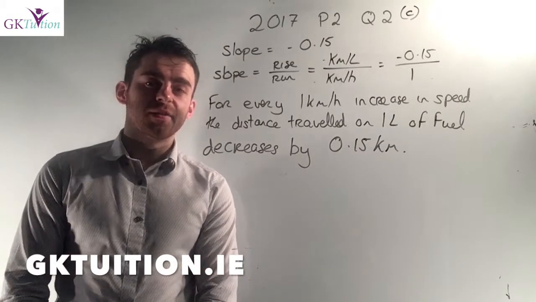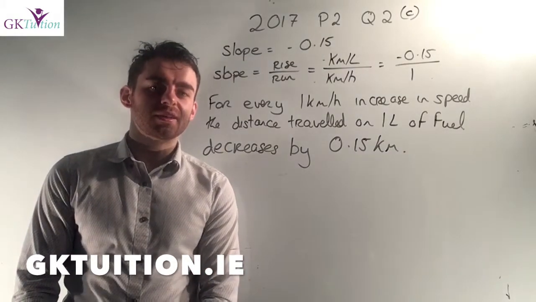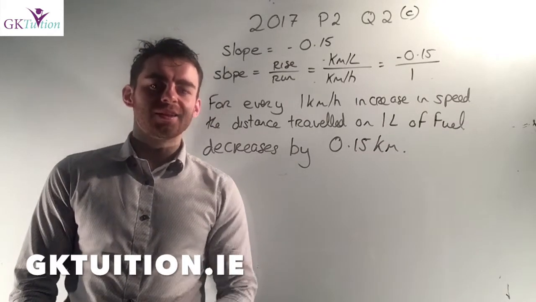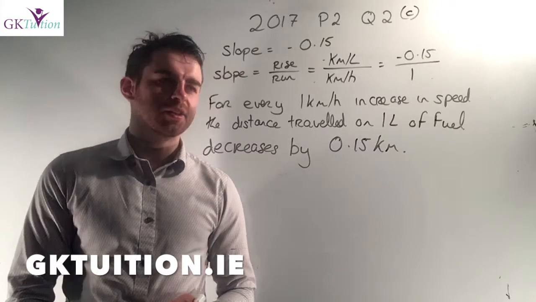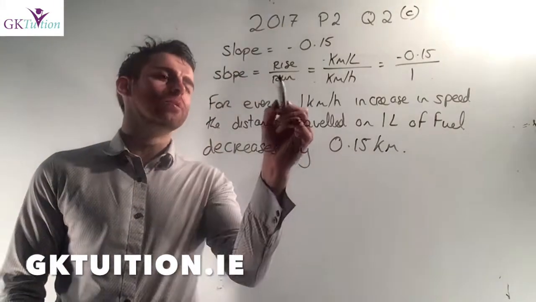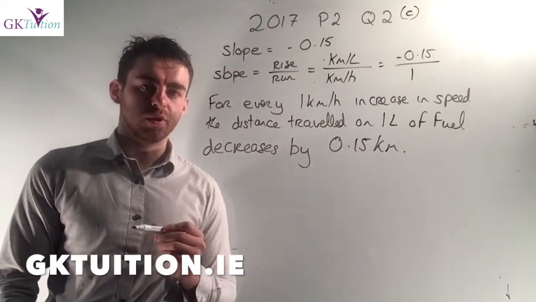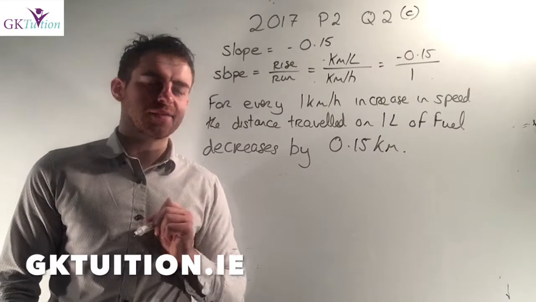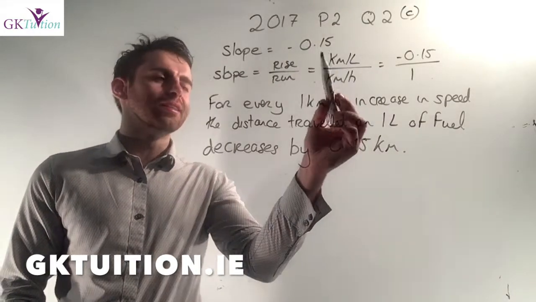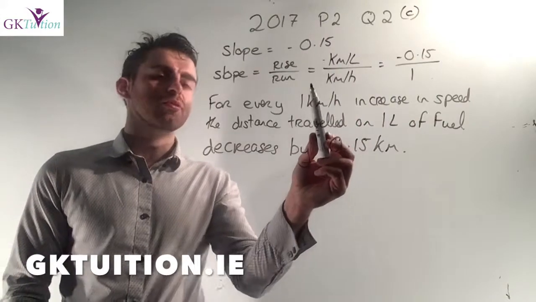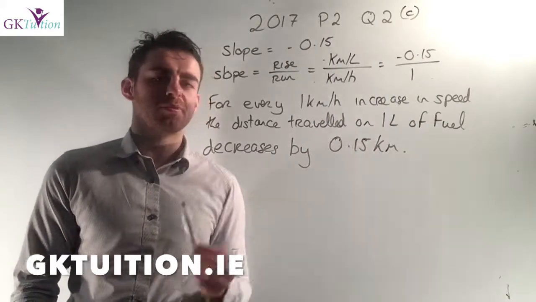Okay, in part C of this question, it tells me that the slope of the line of best fit is minus 0.15, and it asks to explain this in the context of the question. Now, in questions like this, I think it's important for you to think of the slope as the rise over the run. The rise is the difference in the y values, the run is the difference in the x values. And the rise in this case, the y values being kilometers per litre in fuel consumption, the run being the speed in kilometers per hour.